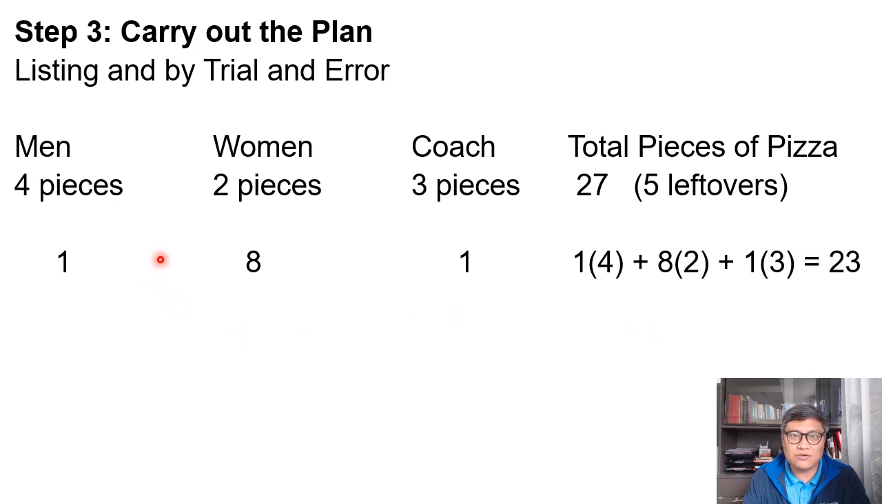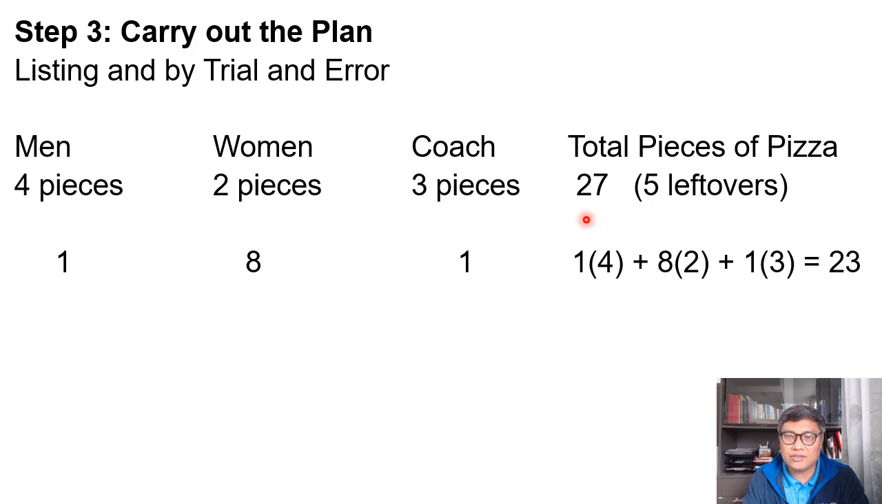So first, we know that a man athlete can consume 4 pieces of pizza, while a woman athlete can consume 2 pieces of pizza. Of course, the coach, according to the problem, can consume 3 pieces of pizza. So there is a total of 27 all in all. In this case, there will be 5 left over.